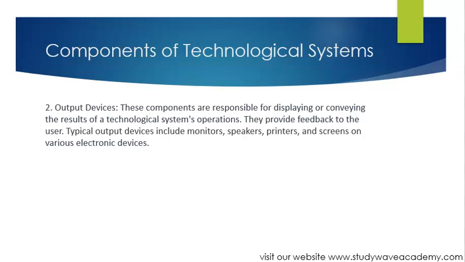Okay, so these are the components of a technological system. We have the input devices, in which we have the keyboard and so on. And the output devices are components that present the results or feedback to the user. Our information we inputted into the computer, it gives us back the result. The screen, which is like your phone device, the speakers. So these are the components of a technological system.